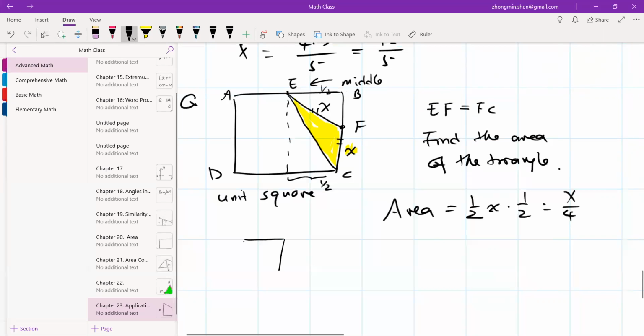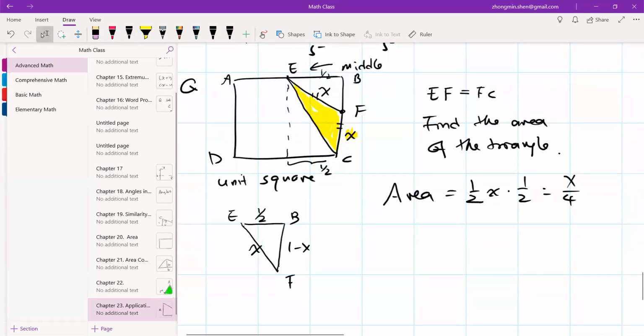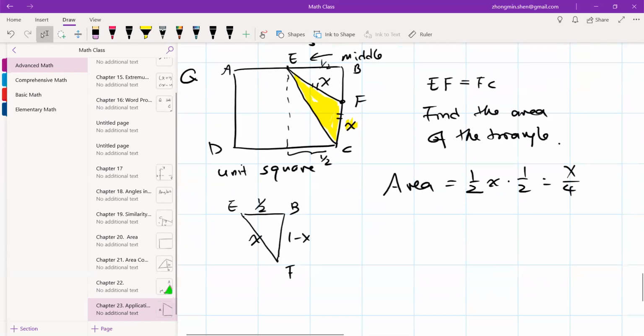So what we did is we look at this triangle, the EBF. So this side is x, this side is 1/2. The other side is 1 minus x. It's very similar to the one we did before. Why is it 1? Because it's a unit square. If I change this to a rectangle, then it would be a different number. So (1/2) squared plus (1 minus x) squared equals x squared. And that's the important equation.